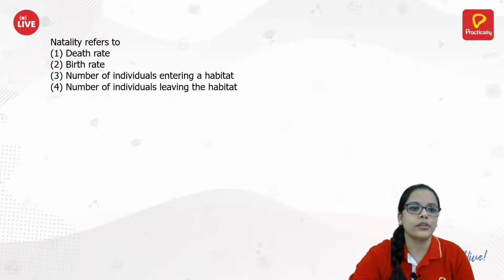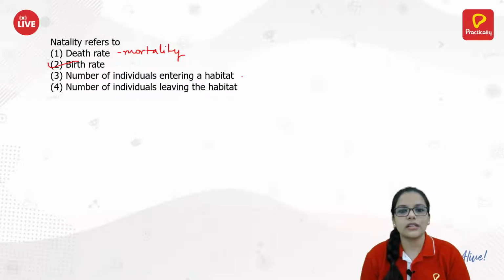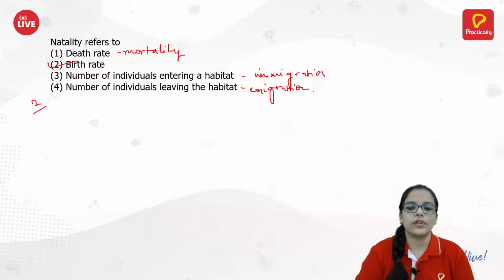Natality refers to birth rate. Death rate is mortality. The number of individuals entering a habitat is immigration. Leaving a habitat is emigration. So the answer is birth rate.